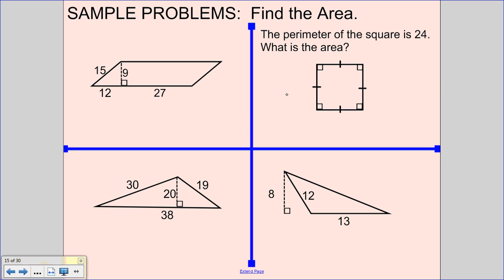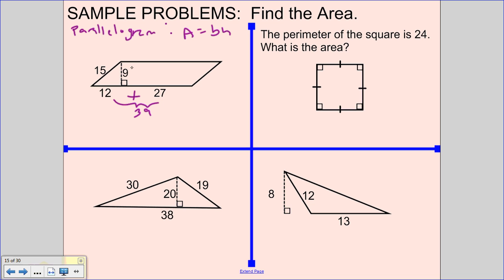Alright, so now it's time to do some sample problems. We're finding the area of all these figures. So the first one is a parallelogram. And the area for a parallelogram is base times height. So what you first need to do is combine the 12 and 27. That represents your base. So that would give you 39.